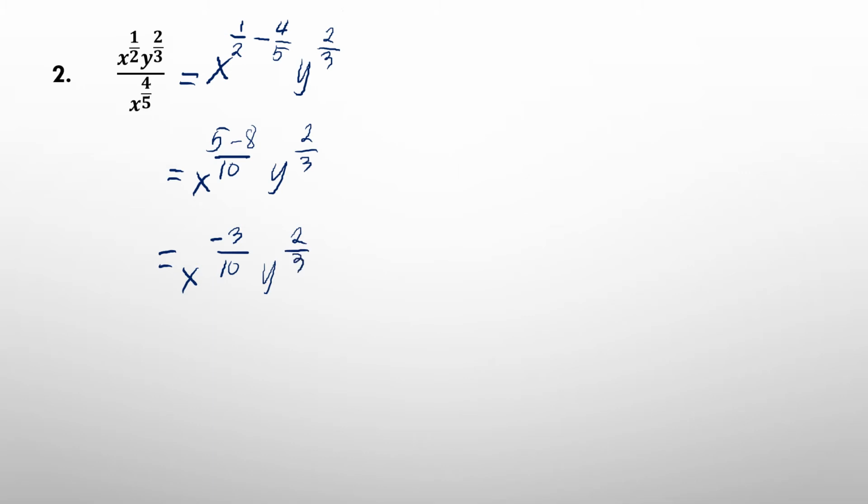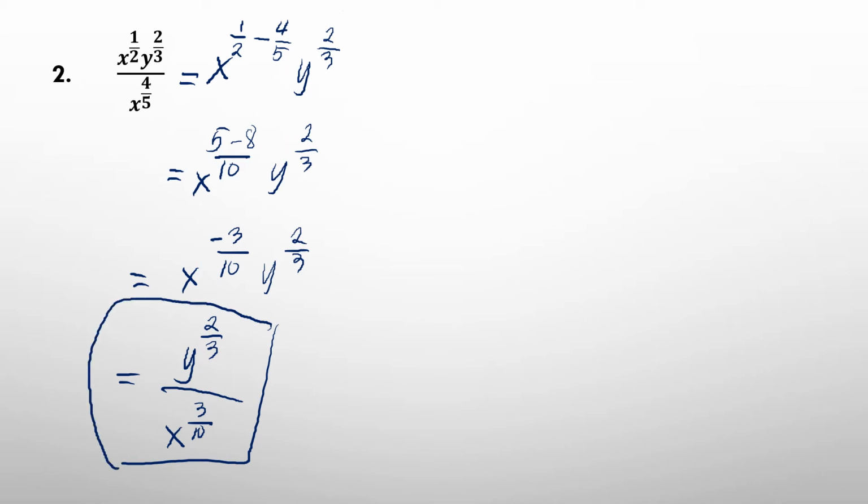So, is that the final answer? If your answer is no, then you are correct. Kasi, reviewing the idea of negative exponents, anong gagawin natin kay negative exponent? Okay. Ang gagawin natin kay negative exponent is i-reciprocate natin siya or ilalagay natin siya sa denominator. So our final answer would be y raised to 2 thirds over x raised to 3 over 10. So that would be our final answer.